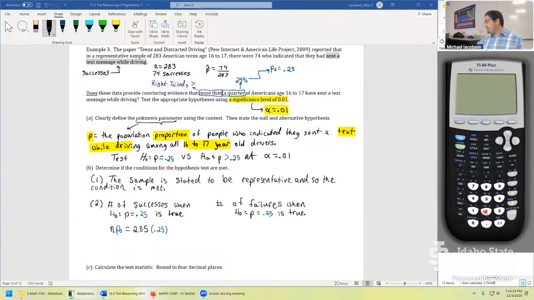So now we're back to the calculator, 235 times 0.25 absolutely meets the benchmark. This had to be greater than or equal to 10, and we get 58.75, which is greater than or equal to 10. So we have enough successes. That means we have enough failures, but we have to say what this number is.